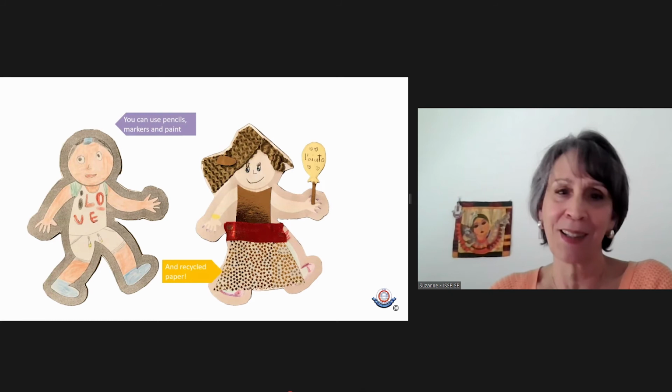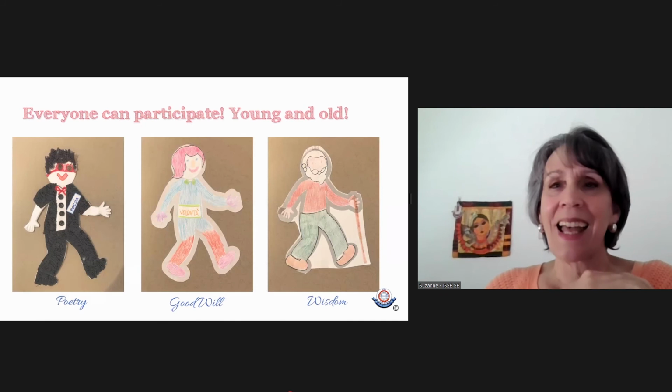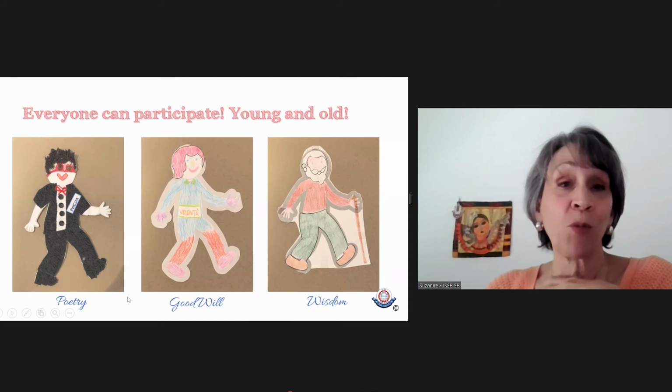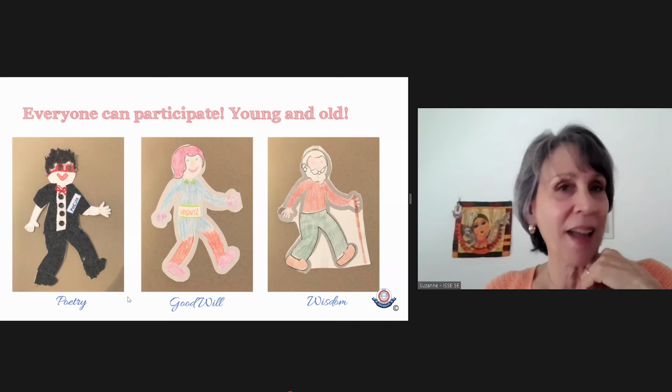So you can use pencils, markers, and paints, recycled paper. You can prepare a kite or a balloon or a sign for your value, or of course you can add the value on a t-shirt, on a hat. This is up to you, entirely up to you. And as we said at the beginning, anyone can participate. Everyone must participate, because we need everyone to walk for peace. We need everyone to work for human values by practicing them and sharing them, and sharing also this opportunity to walk together.